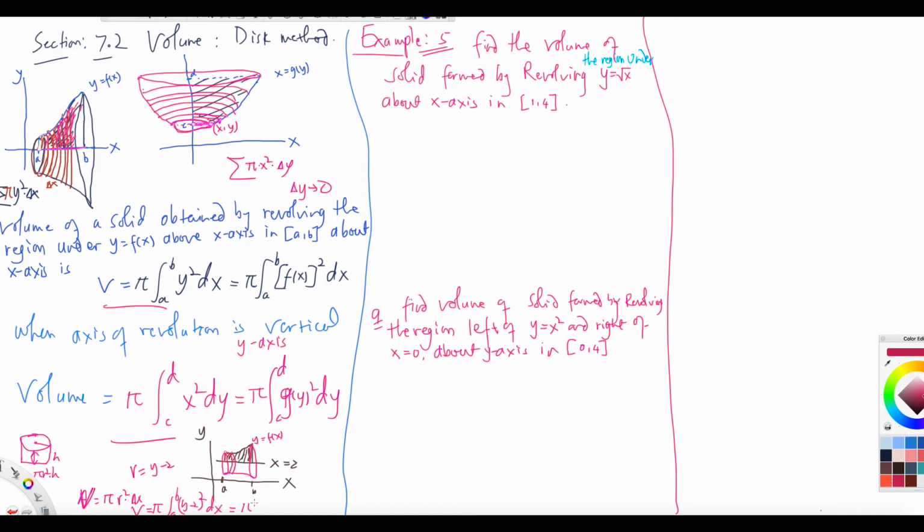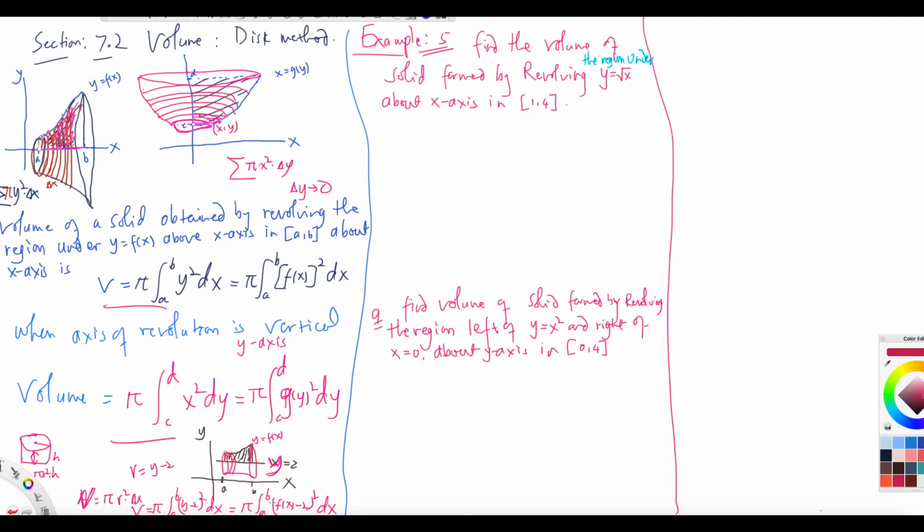That will give you pi times the integral from a to b of f of x minus 2, squared, dx, if you are revolving about y equals 2. I'm sorry, this is y equals 2, so that is y minus 2 squared, not x equals 2. Okay, guys. So that's how you do it, and then we will do some examples. Then things will get clear.